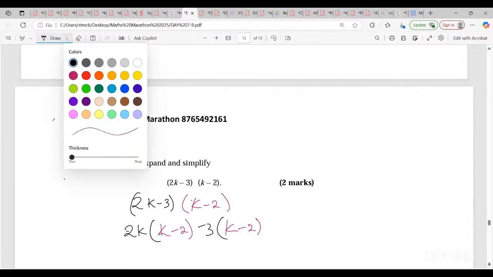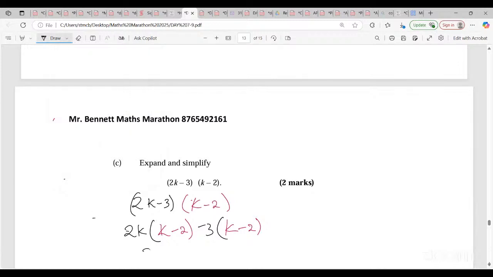We have our HOD over there, Mrs. Evans. Yeah, 2k squared. My friend said 2k squared, because 2k times k. Next step: 2k times minus 2 will equal minus 4k. Remember, the k is attached to the 2. Yeah, all right. So now we have negative 3 times that, which is minus 3k. Negative times negative.